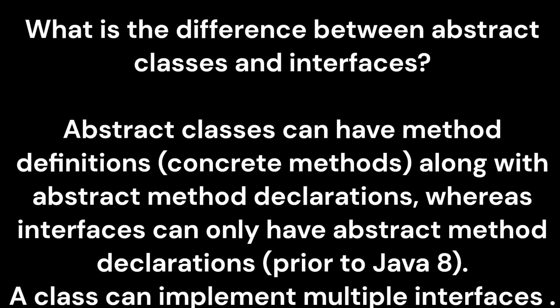What is the difference between abstract classes and interfaces? Abstract classes can have method definitions, concrete methods, along with abstract method declarations, whereas interfaces can only have abstract method declarations. Prior to Java 8, a class can implement multiple interfaces.